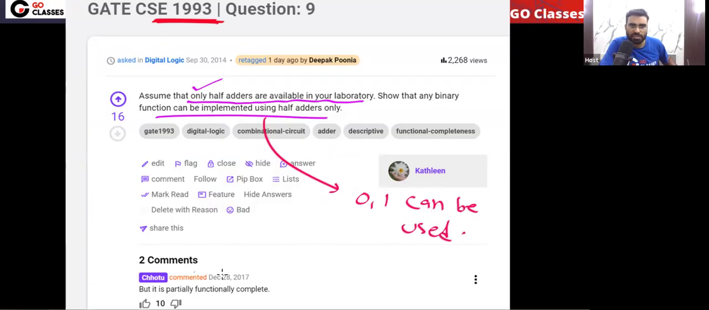And you can see this is a misconception: partial functional completeness. There is no such thing. There is no such concept. This is a self-made word made by some coaching faculties. They have made their own concepts, but this is not a standard concept.